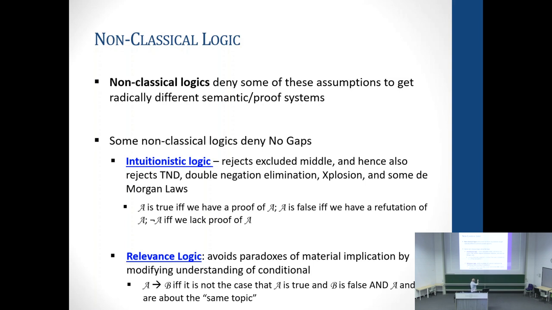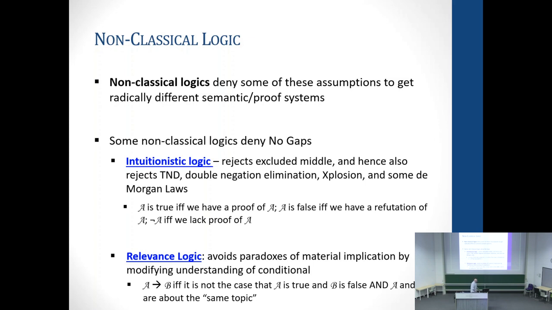Another kind of non-classical logic that denies this principle of no gaps is relevance logic. Relevance logic is motivated by the idea that the conditional is too weird. So if you remember, when we were first introducing the conditional, I said things like, hey, here's a true conditional: if there's exactly 50 people in this room, then there's exactly 5,000 people in this room. That doesn't seem right, says the relevance logician.